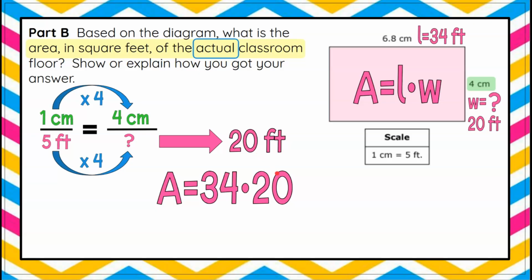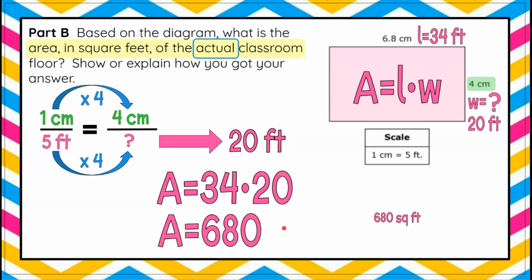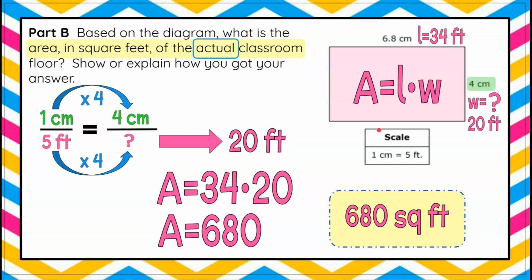34 feet times 20 feet. 34 times 20: 34 times 2 is 68, add a 0. 680 square feet is the area of the actual classroom floor.